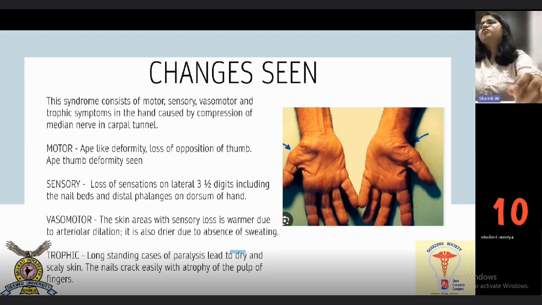So the loss of opposition of the thumb, like these movements, are also affected, and the index and the middle finger lag behind when we try to make a fist. Like this is the position when we tell a patient to make a fist. They're not able to move these fingers quickly due to the paralysis.